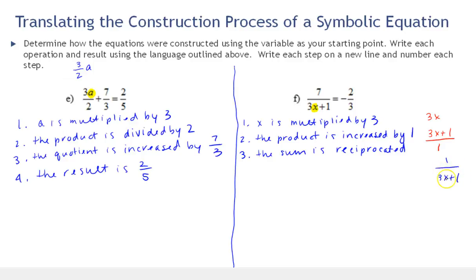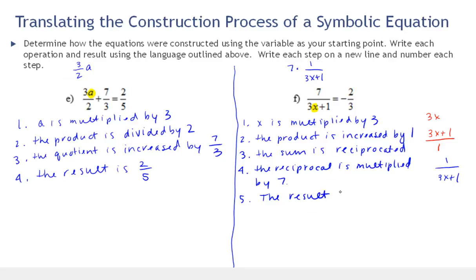Okay, so this is a quotient. And here we're going to think of this as 7 times the reciprocal of 1 over 3x plus 1. So we need to get a 7 there. That's our next step. And I just wanted to show you why we can think of that as multiplying the reciprocal by 7. So the reciprocal is multiplied by 7, and finally the result is -2/3. And we're done.